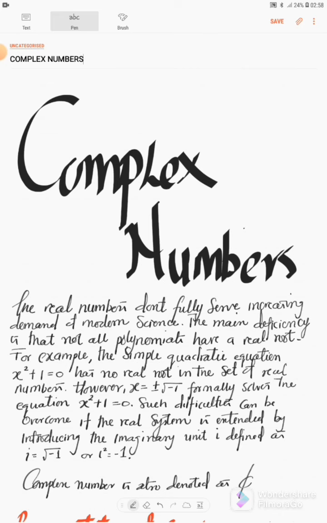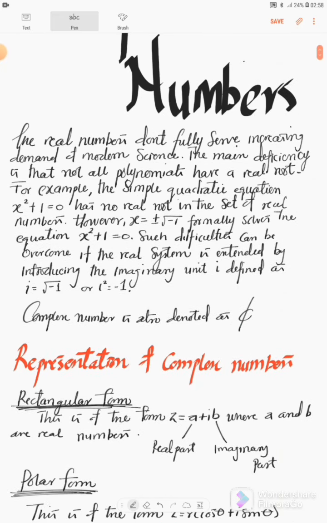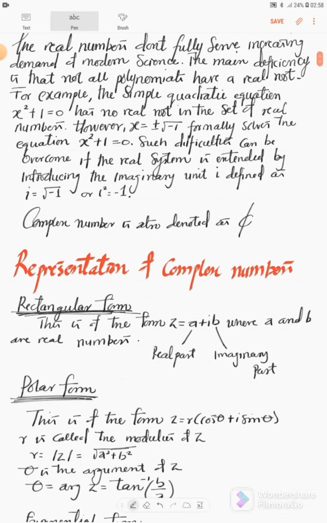Okay, we move on. Complex number is also denoted as C with a slash through it. It's not a big deal though.